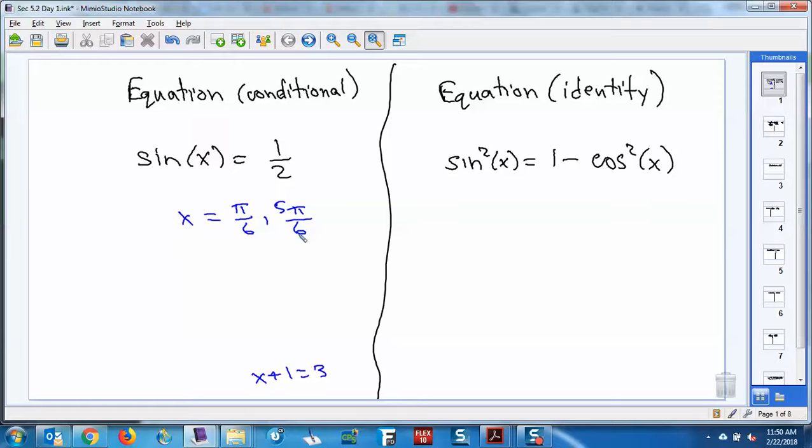An identity is an equation that's true all the time, for all values of x. So sine squared equals 1 minus cosine squared. It's not an equation we would solve. It's an equation that is just true. The solution would be all numbers. So that's what we're working with today, identities. Identities are equations that are true all the time.